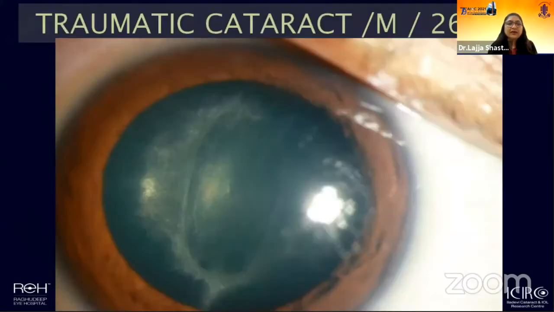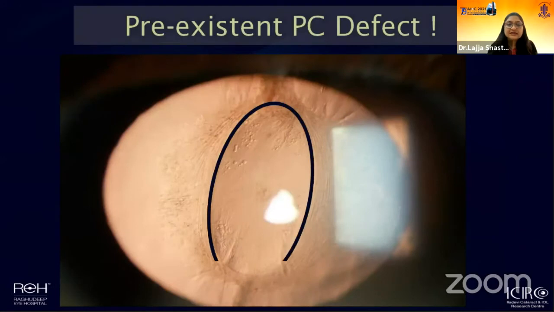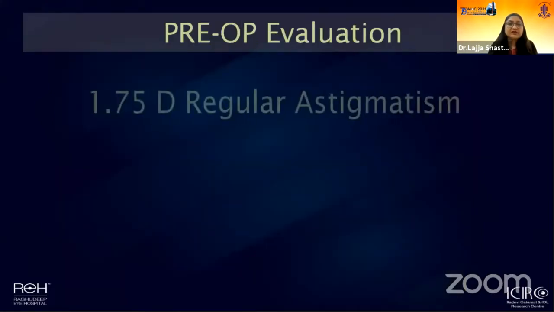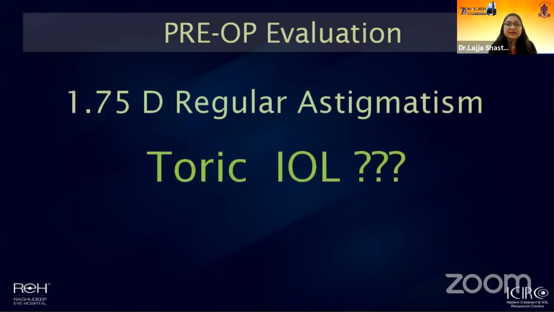A young man who came to us with a history of injury about 2 to 3 weeks ago, and as you can see the cataract in the center. But what you will now see is that there is a pre-existent PC defect already. So we were more concerned with how we were going to safely remove this cataract and implant the lens in the bag or not. And so when we saw that he had also regular corneal astigmatism, we were not certain whether advising a toric lens would be the right thing to do or not.